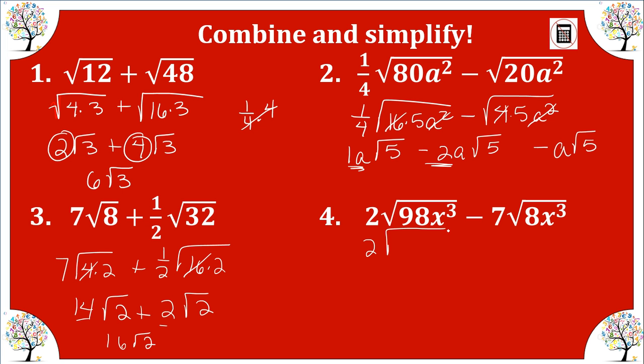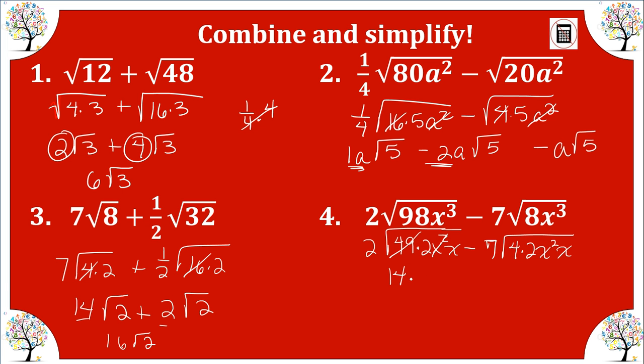Now let's simplify 98x cubed into 49 times 2, x squared times x, minus simplify 8 into 4 times 2, x squared times x. The square root of 49 is 7. 7 times 2 is 14.